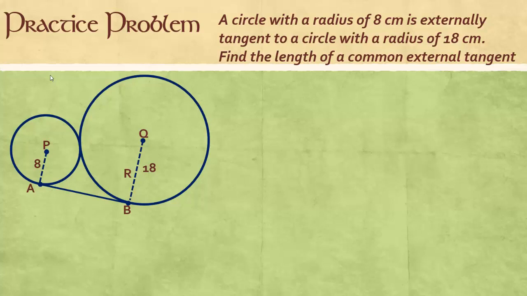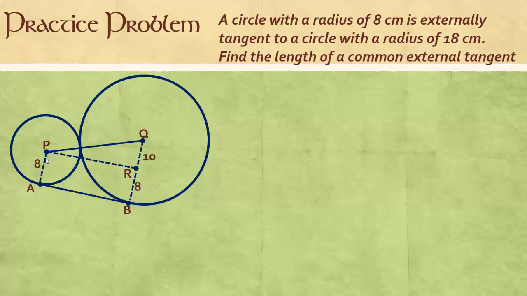Now let's try another practice problem, something a little bit more difficult. So we've got a circle with a radius of 8 centimeters that is externally tangent to a circle with a radius of 18 centimeters. We need to find the length of the common external tangent. So basically we're trying to find AB. I know that this part here is 8, and this one's 18, but if I draw a line straight over, I can split that up. And then I can draw the line of centers in as well. And I can split that 18 up, and now it's 10 and 8.